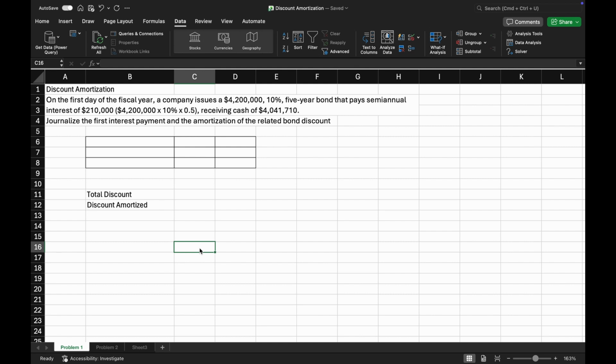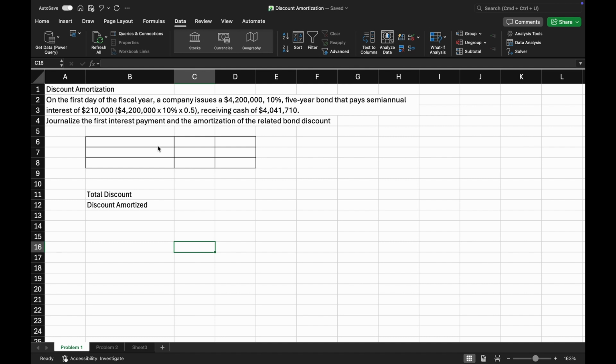Now, discount amortization is the process of gradually allocating an original issued discount on a bond or loan as an additional interest expense over its life. This process increases interest expense so that the book value of the bond gradually increases to the face value so that eventually they are equal at maturity.